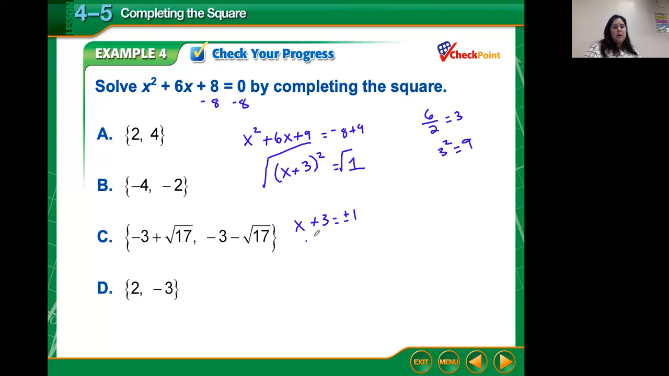So I'm going to subtract 3 from both sides, and we get x equals negative 3 plus or minus 1. So plus 1 would get me negative 2. Minus 1 would get me negative 4, which is B.